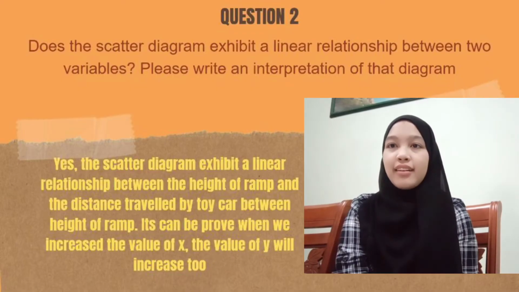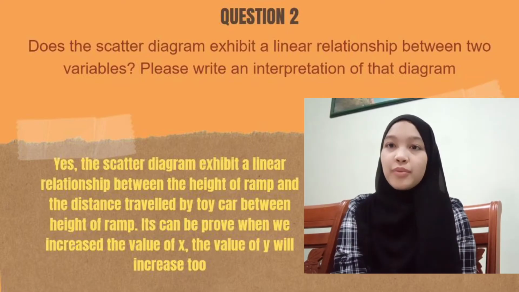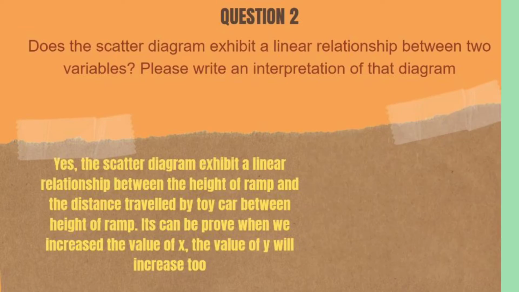The scatter diagram exhibits a linear relationship between the height of the ramp and the distance traveled by the toy car. It can be proved that when we increase the value of x, the value of y will increase too.